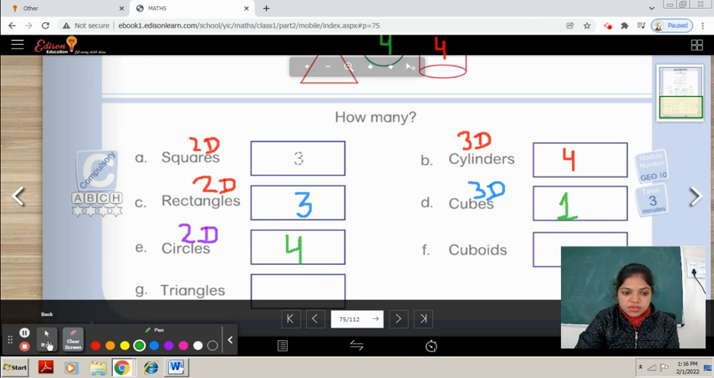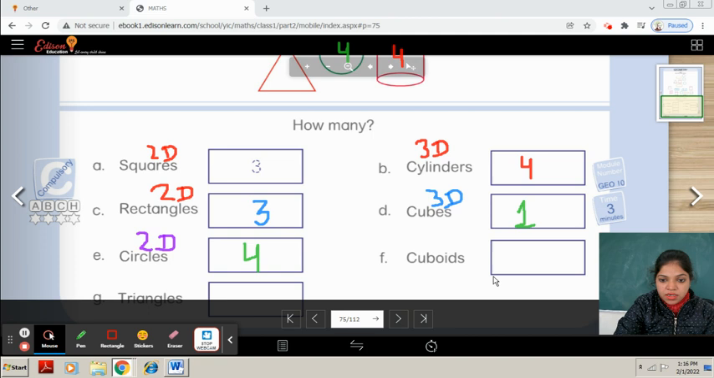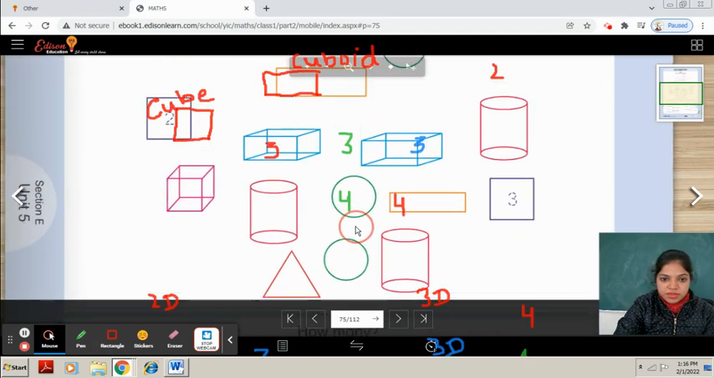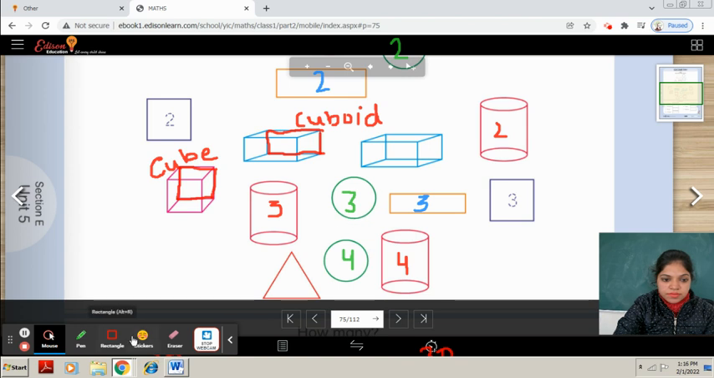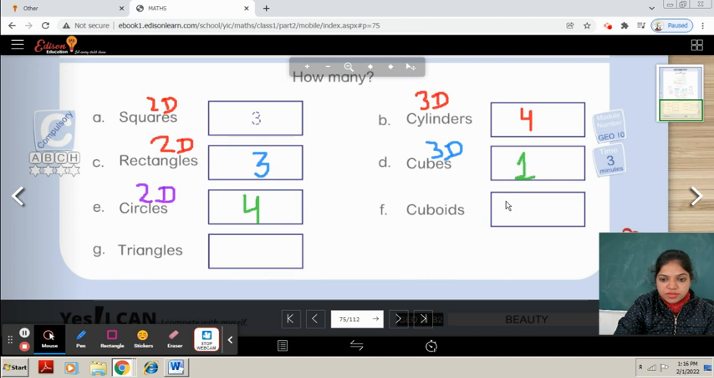Okay students, now part F, cuboids. Now we will count the number of cuboids. 1, 2, there are 2 cuboids. So we will write 2. Okay, there are 2 cuboids.